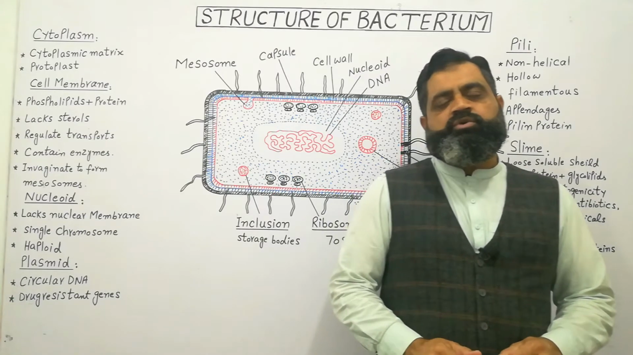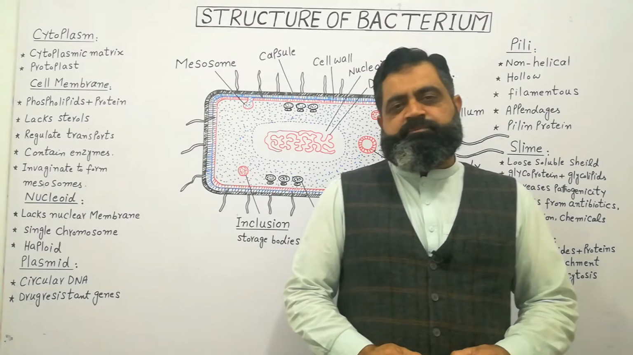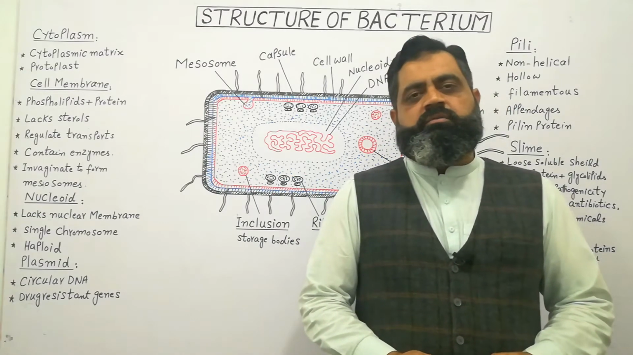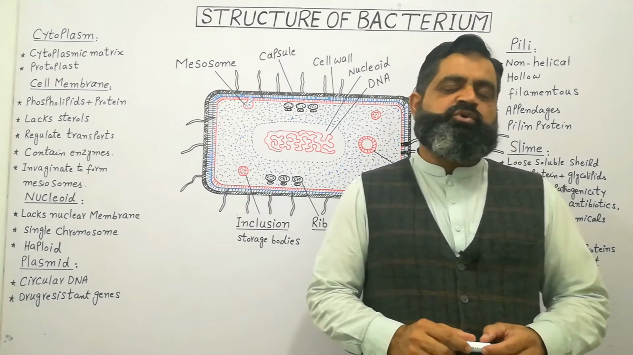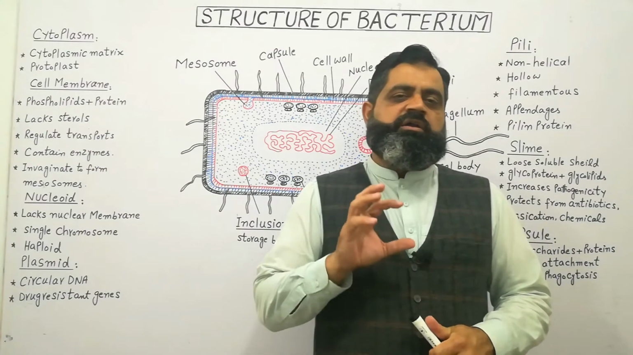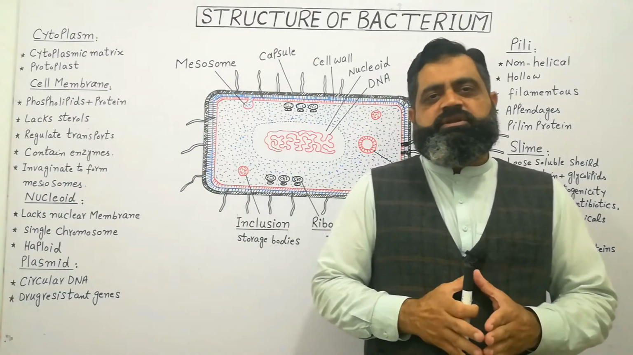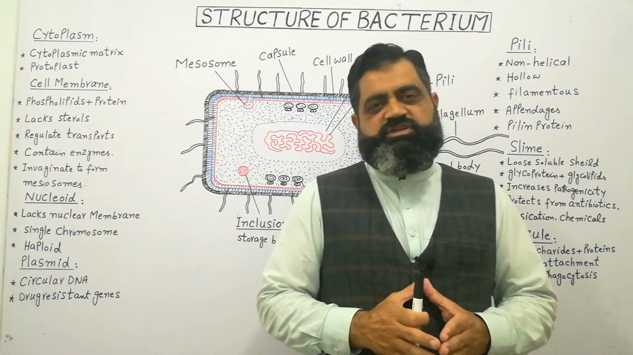Today we are going to discuss the structure of a bacterium. As you know, bacteria are prokaryotes, and prokaryotes are those organisms which do not have a definite nucleus in their cells. They are relatively simple cells as compared to eukaryotic cells. So let's discover their structure.